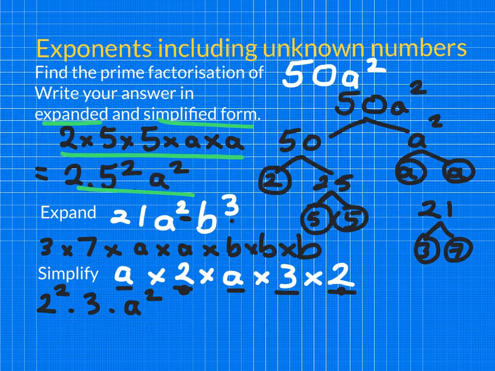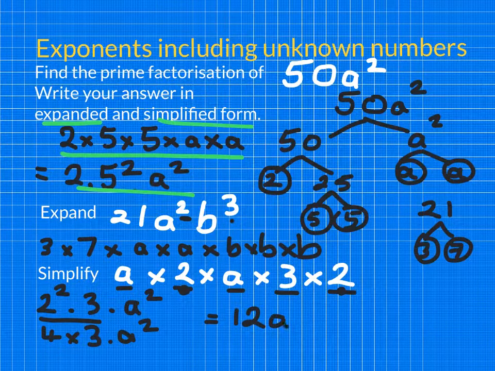And in fact, maybe we should actually work out what this is as a number. 2 to the power of 2 is 4, so 4 times 3 times a squared. 4 times 3 is 12. So the final simplification would be 12 times a squared.